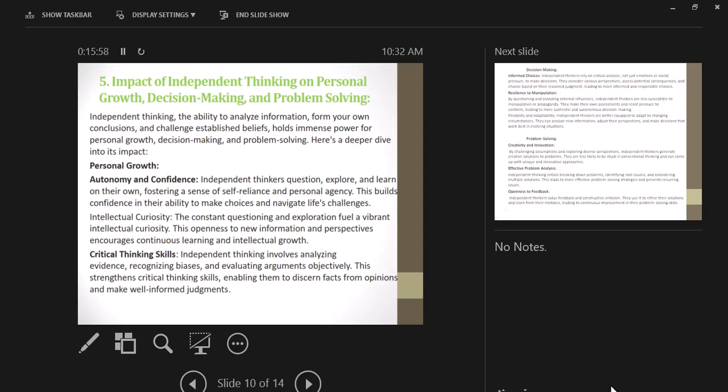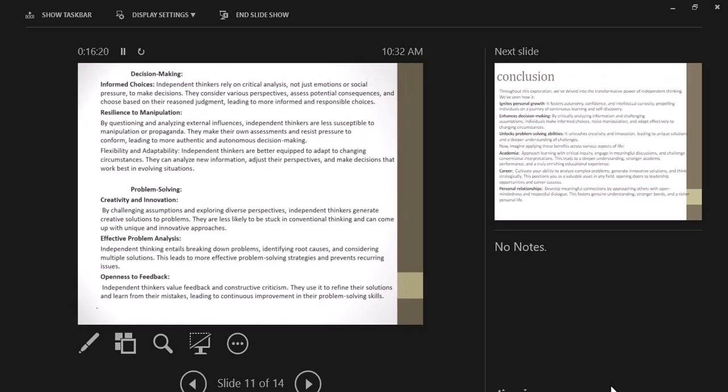Some of them are personal growth. Independent thinking helps us to boost our confidence. It fosters our sense of self-reliance and personal agency. It helps us to become more critical thinkers, and we saw the benefit of critical thinking in group one's presentation. So it's a way to develop our critical thinking skills. And the second one is decision making.